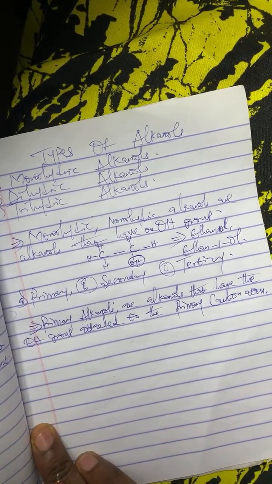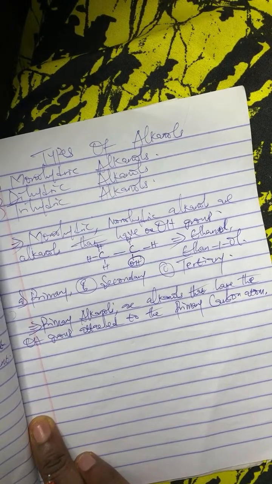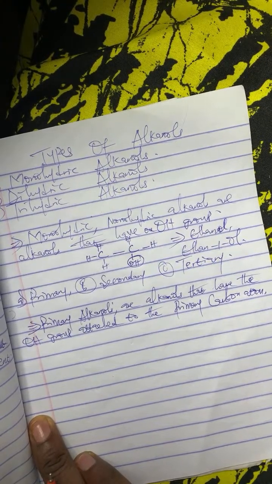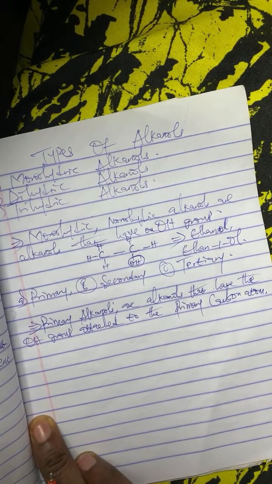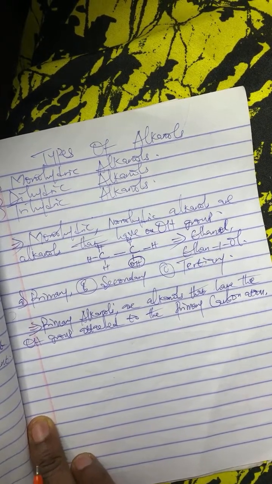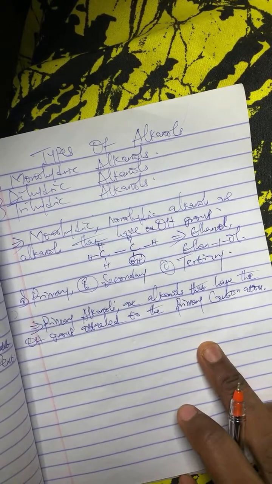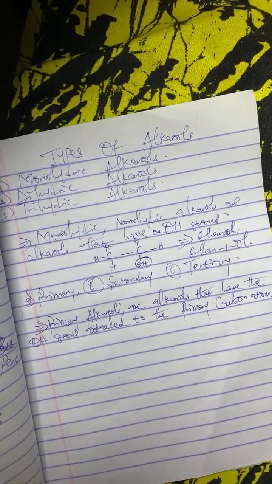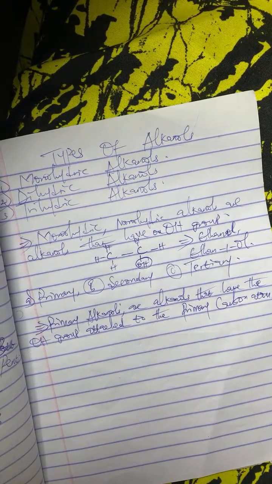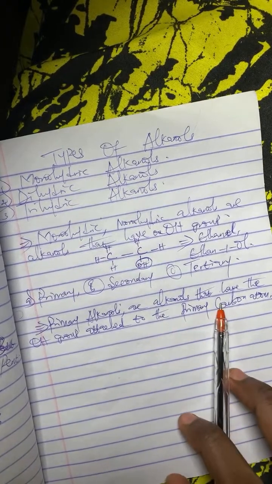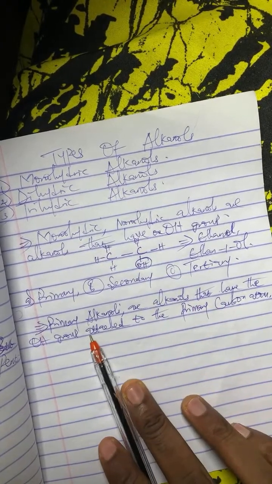A primary carbon atom is that particular carbon atom that is attached to only one single carbon atom. It is not attached to two carbon atoms, but just one single carbon atom. So when we have the OH group attached to that primary carbon atom, that particular alcohol is called a primary alcohol.